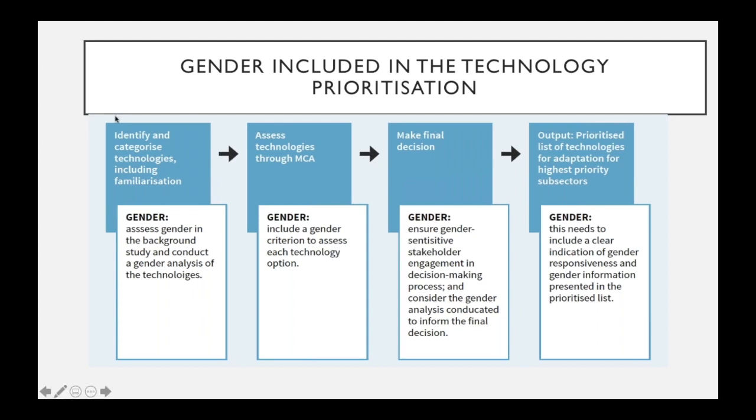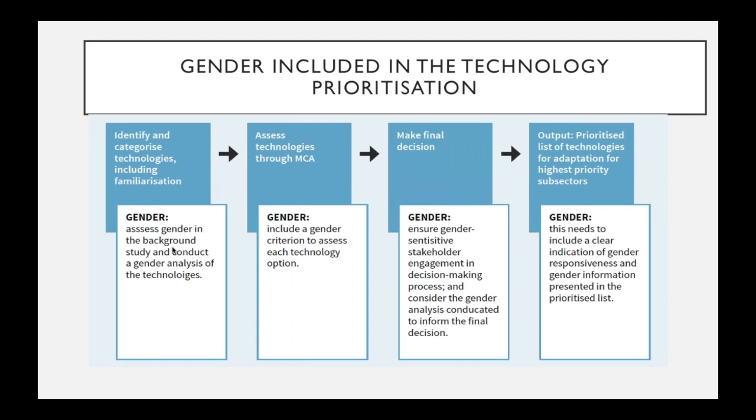And so step one in there is the development of technology fact sheets. And it's really important to make sure that information on gender in relation to the technology is provided. And following that, the TNA process assesses technologies through a multi-criteria analysis. And it's also quite simple there. Gender needs to be a criterion that is assessed against the other technology options.